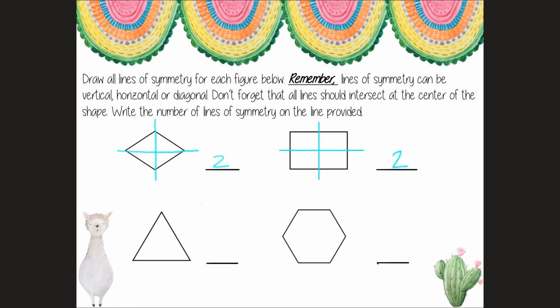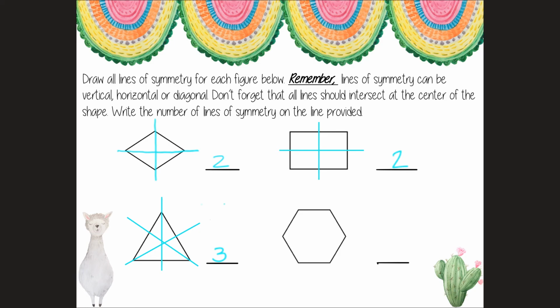Let's do the equilateral triangle together. If we start at the vertex here and go straight down the middle, that will give us our first line of symmetry. We can repeat this with each of the 2 remaining corners. We can go straight from this corner across and again from this corner this way, giving us a total of 3 lines of symmetry. Pause the slide and try to do the next shape on your own.